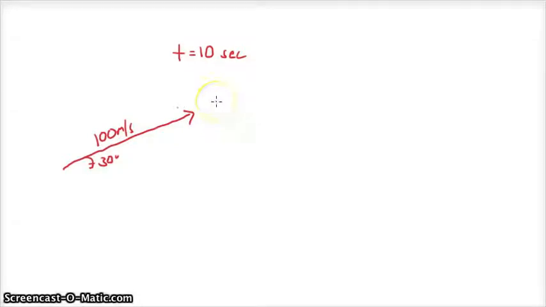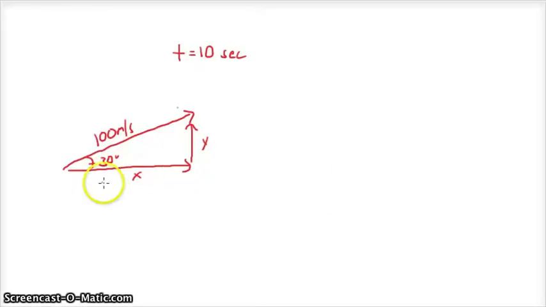Now the range, again, is the distance traveled in the x direction. And just remember that we have both an x component and a y component of our velocity. And which one of these two velocities is now going to determine the distance traveled in the x direction? You should have answered that it was the x component.